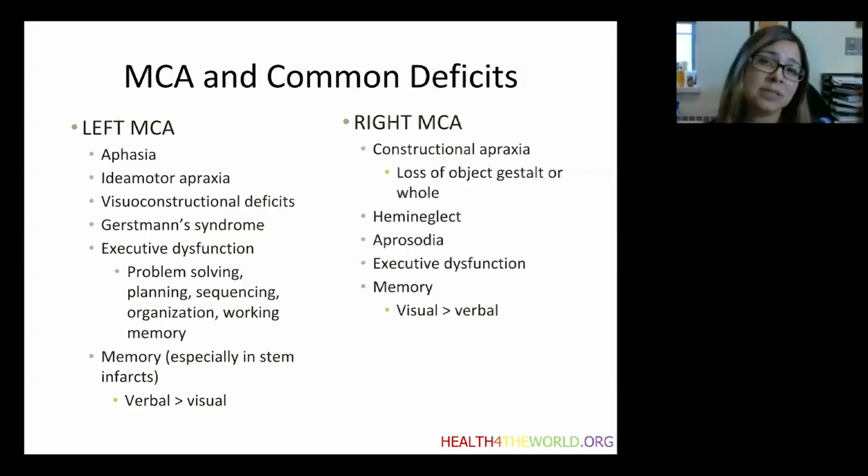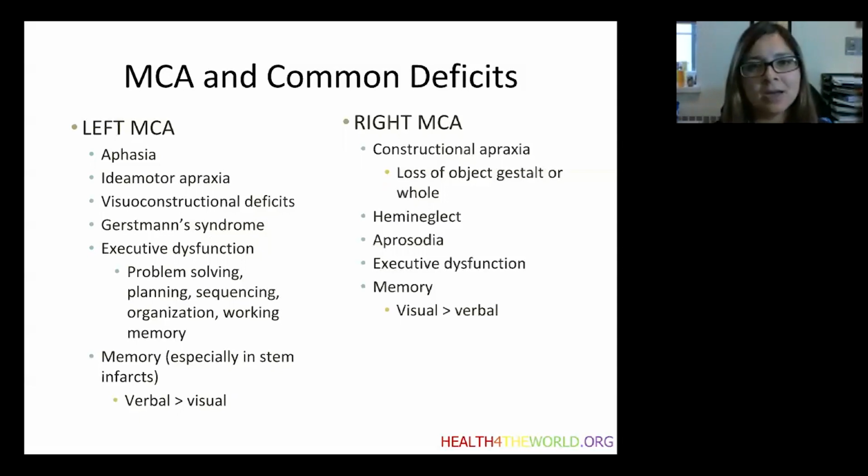With a right MCA stroke, you might oftentimes see, again, that apraxia. So individuals might lose object gestalt or the whole. They might not be able to see the whole, but they might be able to see details. It's like the saying, losing the forest for the trees. This might occur in this type of an MCA stroke.